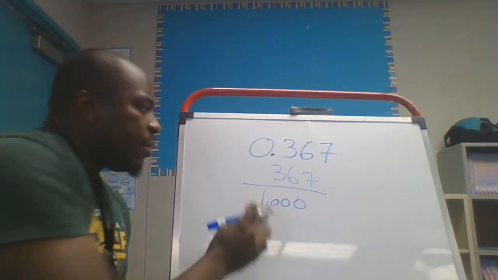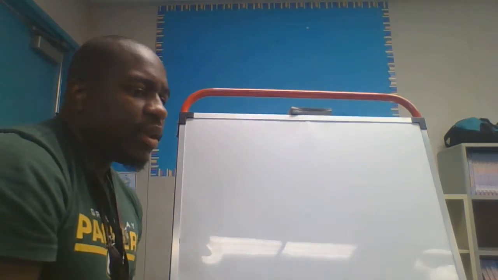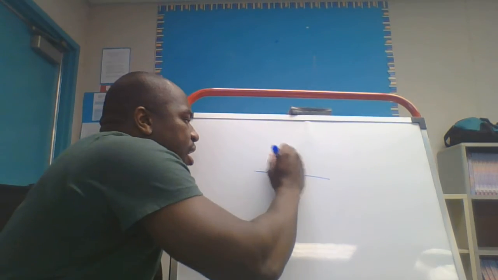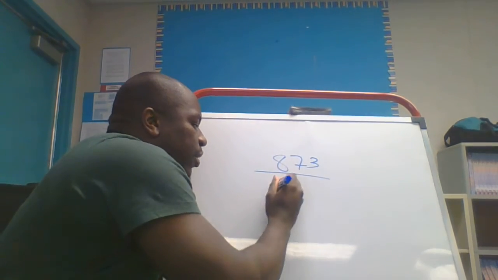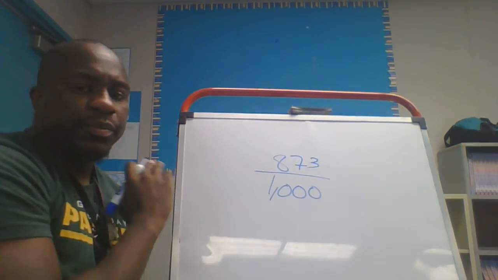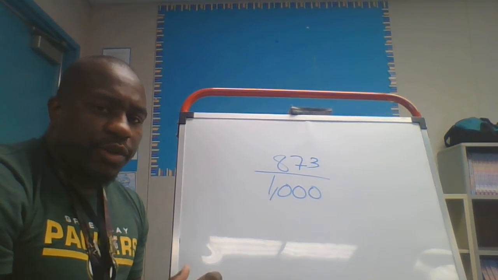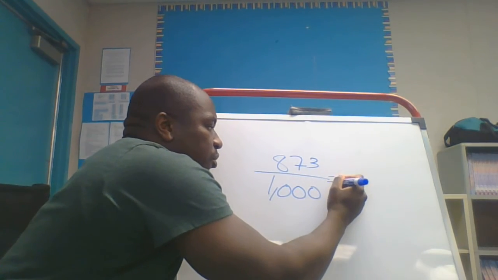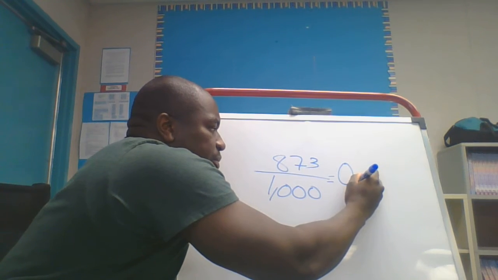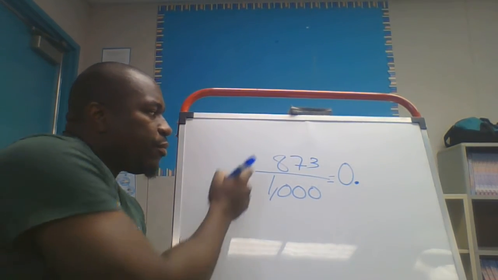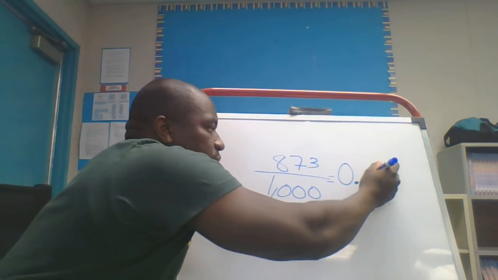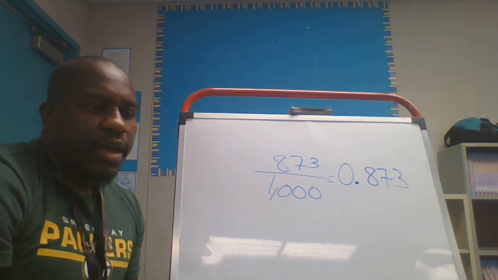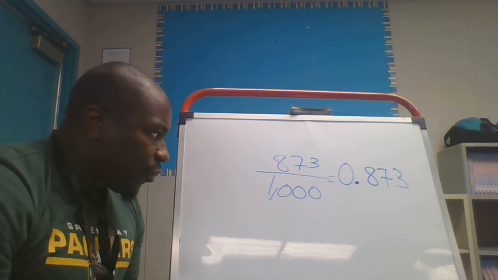And then another thing you have to be able to do is take this the opposite way. So go from a fraction. So if I give you 873 over 1,000, turn this into a decimal. How do we do that? Super easy, super simple. All you need to do, put our 0, put our decimal, and then we write this number, 873. There you go.